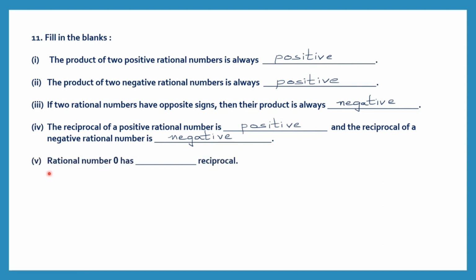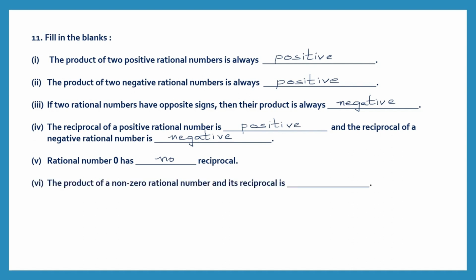Question 5. Rational number 0 has dash reciprocal. 0 has no reciprocal. There is no reciprocal for 0. So the answer is no. Next one, the product of a non-zero rational number and its reciprocal is what? Okay, so let's take a rational number 2 by 7. Let's write its reciprocal 7 by 2, and product means you multiply. Let's cancel. So 2 ones are 2, 2 ones are 2, 7 ones are 7, 7 ones are 7, 1 by 1, which is equal to 1. That means the product of a non-zero rational number and its reciprocal is always 1.